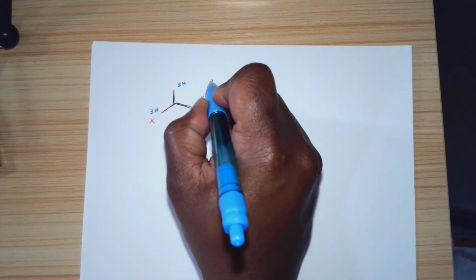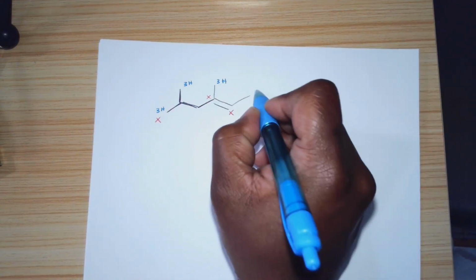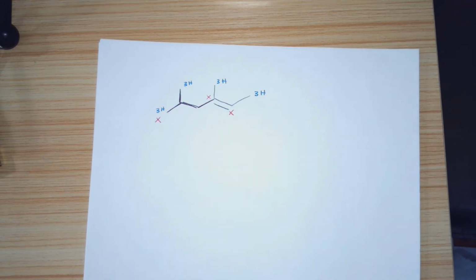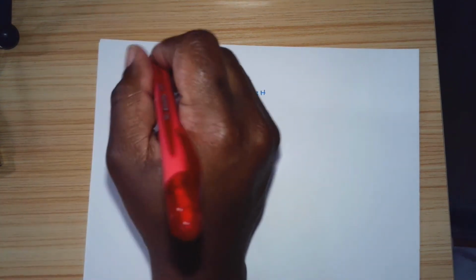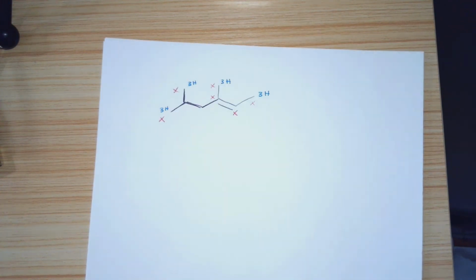So I can do the same thing with this top carbon because it also has 3 hydrogen. This top carbon also has 3 hydrogen. This carbon all the way to the right also has 3 hydrogen. So all of these carbon atoms are eliminated. They cannot be chiral centers because they have more than one of the same group. So that means that we can look at these remaining carbon atoms.